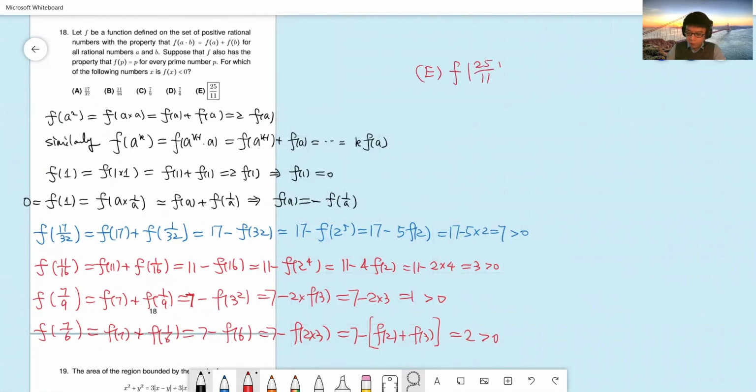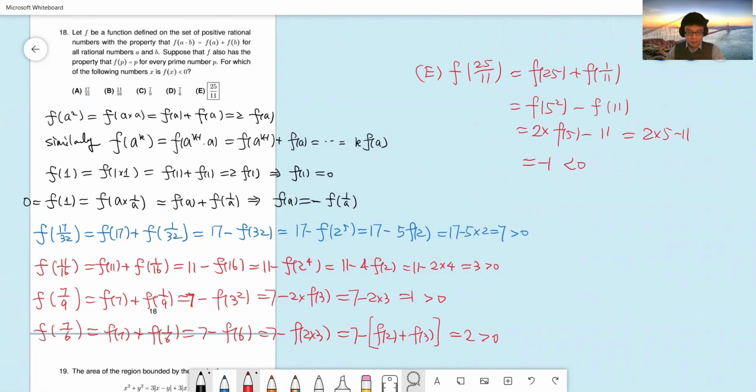f(25 over 11). This is f(25) plus f(1 over 11). 25 is 5 squared. For 11, we find the reciprocal, which is negative f(11). This is 2 times f(5) minus 11. So 2 times 5 minus 11. This is negative 1. This is negative. So the answer here is E.